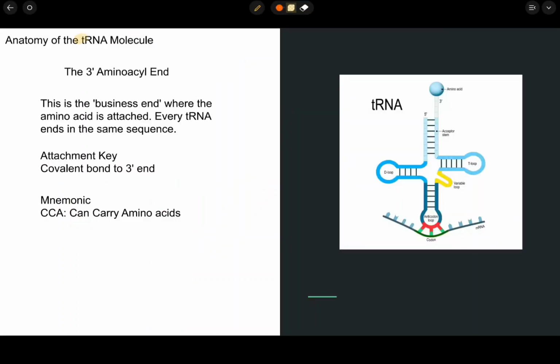The tRNA molecule. The 3' aminoacyl end. This is the business end, where the amino acid is attached at the 3' end. Every tRNA ends in the same sequence. Attachment: a key covalent bond to the 3' end. Its mnemonic is CCA can carry amino acids.